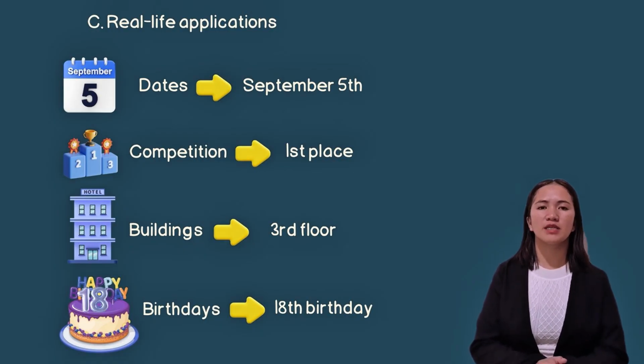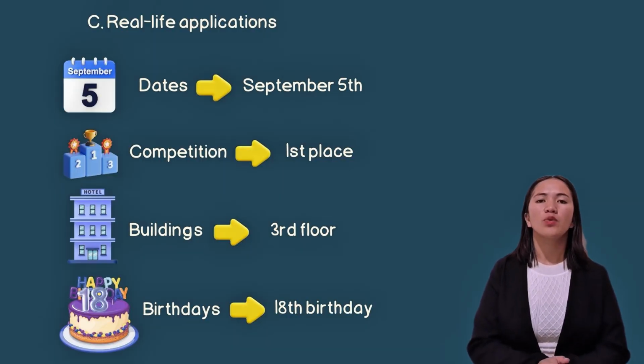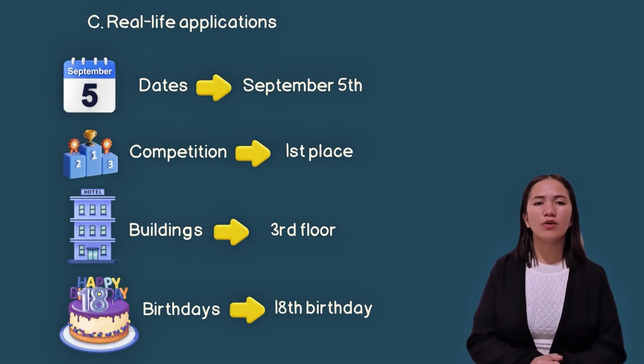Another example is in competition. We use ordinal numbers in competition to declare winners in every battle or contest that everyone will join. And mostly we have first, second, third, fourth to show order or rank. And also we use ordinal numbers in buildings. For example, if I say third floor, you know exactly where the room is. And lastly is in birthdays. For example, if someone celebrated their 18th birthday, it shows the position in a person's age.